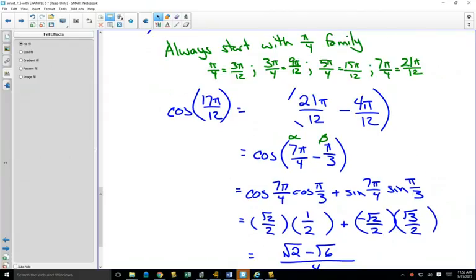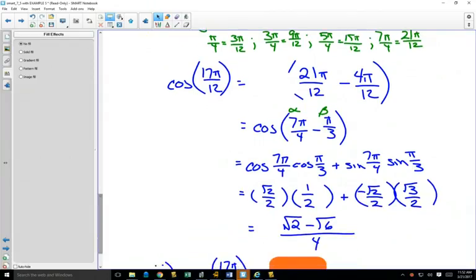And then sine of pi over 3 is root 3 over 2. So again, when we multiply this out, we get our root 2. We get our root 6. This time the root 6 was negative, and it's still all over 4.